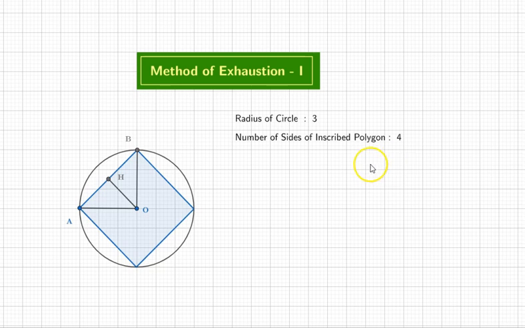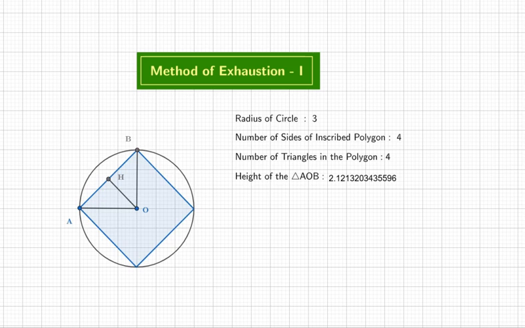Number of sides of the inscribed polygon is 4. Number of triangles in the polygon will also be 4. One here, one here, one here, and one here. 4 triangles in the polygon. And the height of the triangle AOB is equal to this. But as I mentioned, the area of the square is much less than the area of the circle.